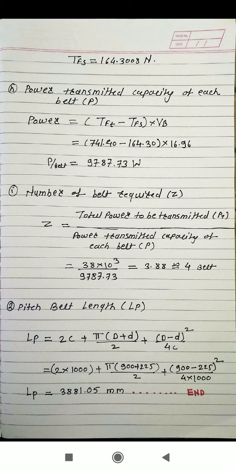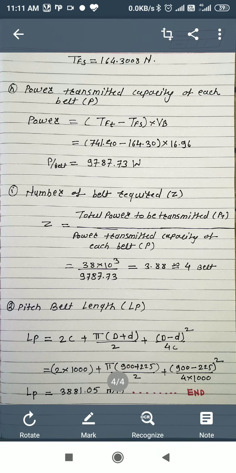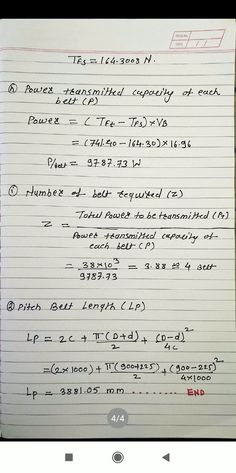The next, calculate the number of belts. The formula for the number of belts required, Z, is equal to total power to be transmitted divided by power to be transmitted per belt. The total power is given as 38 into 10 raised to 3 and the power per belt is 9787.73, means the value is 3.88. Take the value as 4, means in this V belt drive 4 belts are required.